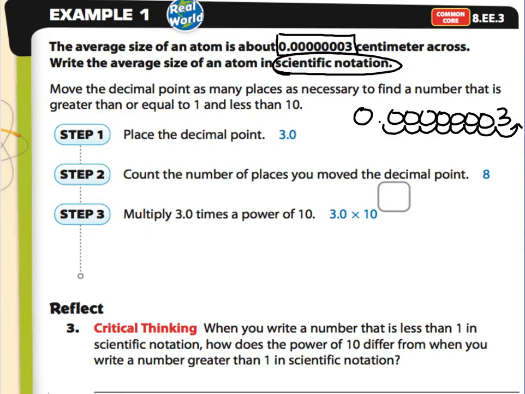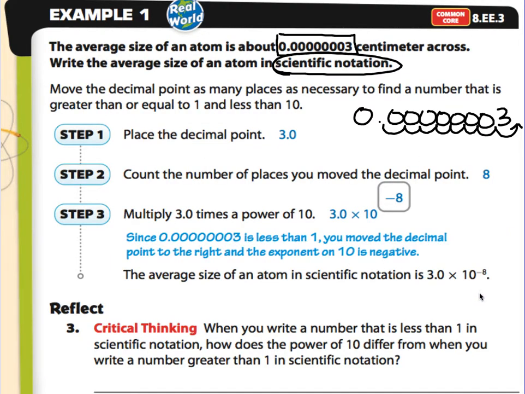Step 3, multiply 3 times the power of 10. In this case, that power of 10 isn't going to be 8, it's going to be negative 8, because we don't want this 3 to get bigger, we want it to get smaller. Since 300 millionths is less than 1, we move the decimal point to the right, and the exponent on the 10 is negative. So the average size of an atom in scientific notation is 3 times 10 to the negative 8.